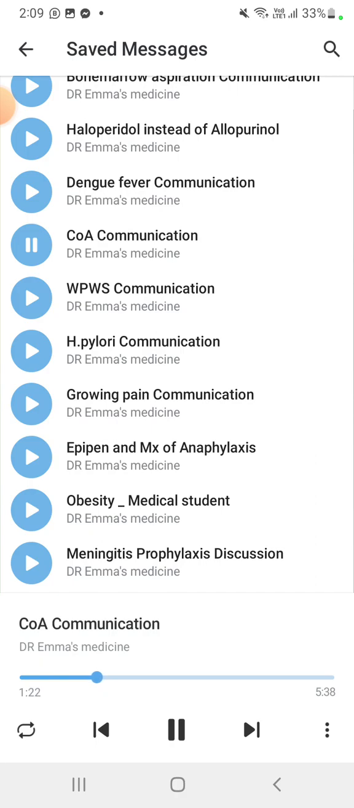Suppose after examining Ali, we found that he has a condition called coarctation of aorta. Did you hear about that? He needs transfer to a tertiary hospital, so our agenda is that we are here to transfer him to the tertiary hospital. Then the mother may have no idea about what coarctation of aorta is.